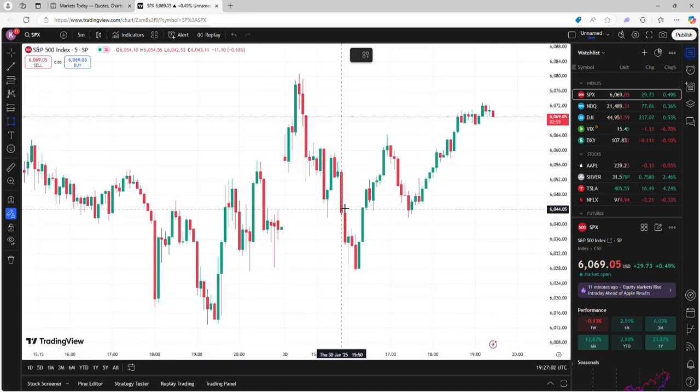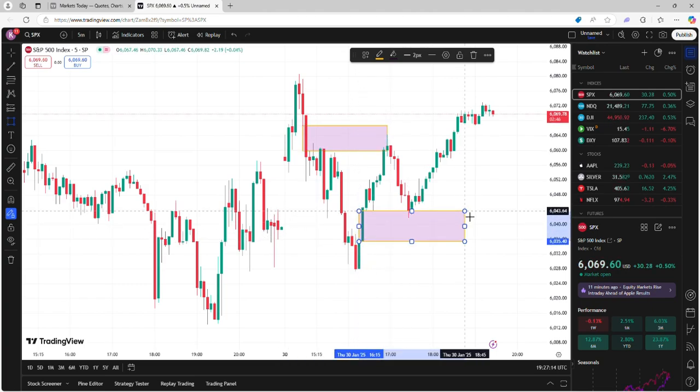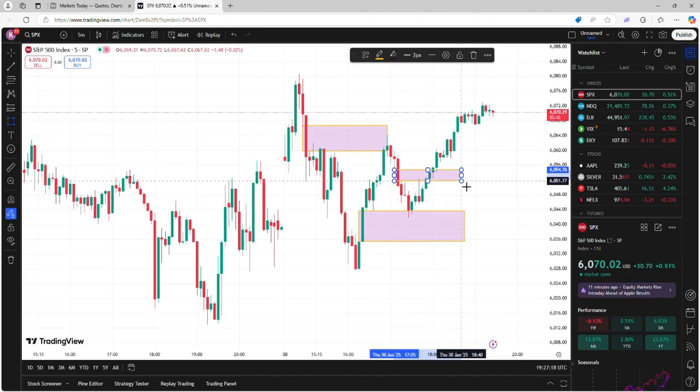Okay, fair value gap on a chart in a downtrend would be like that. In an uptrend, it'd be one there, one there, one there. And that's what FVGs are.